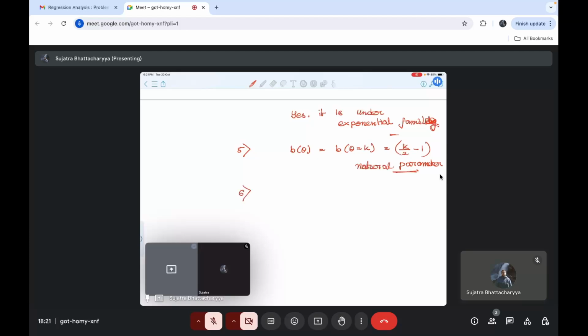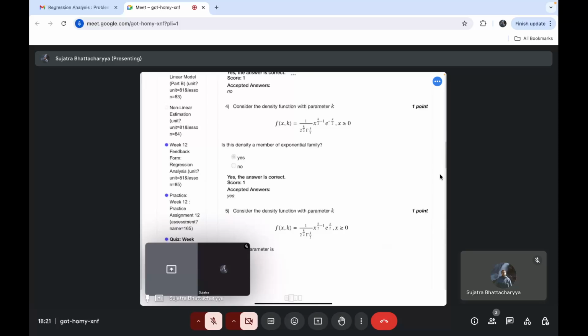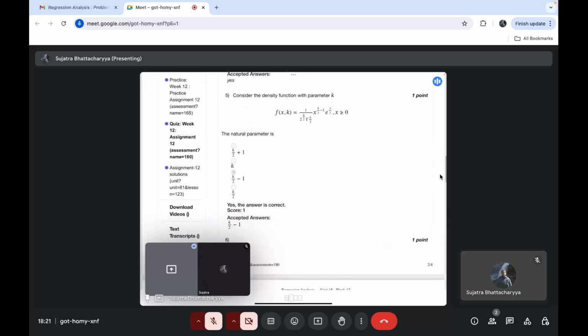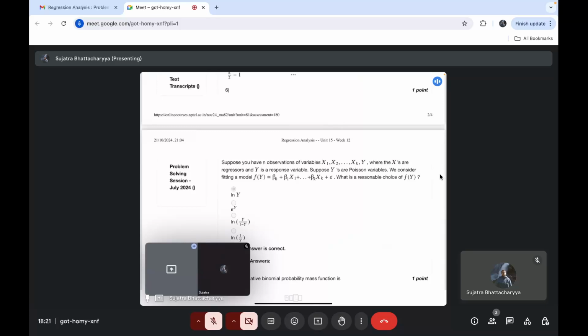Okay, come to the sixth question. So the natural parameter we have seen as k by 2 minus 1. Okay, now sixth: suppose you have n observations of variables where x is the input, y is the response variable, and y is coming from a Poisson variable. We consider fitting a model like this.